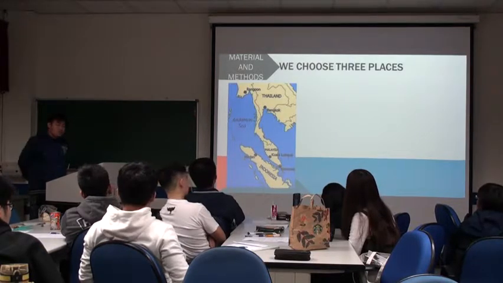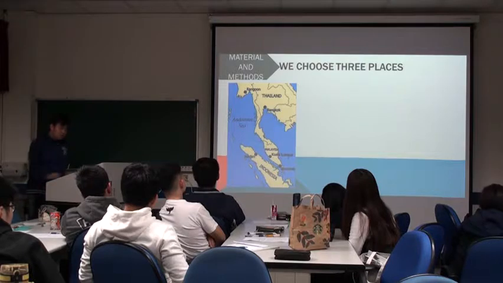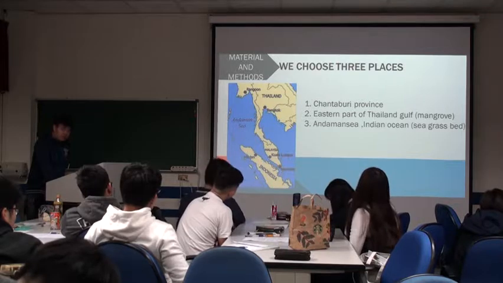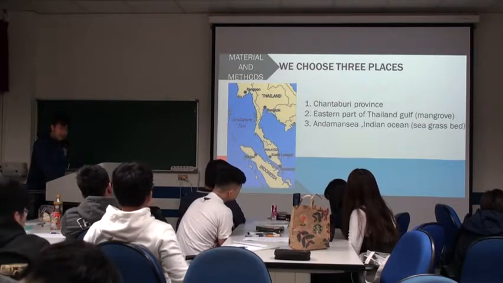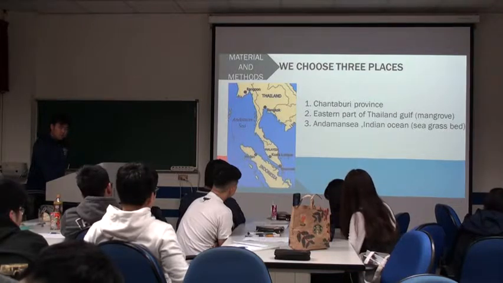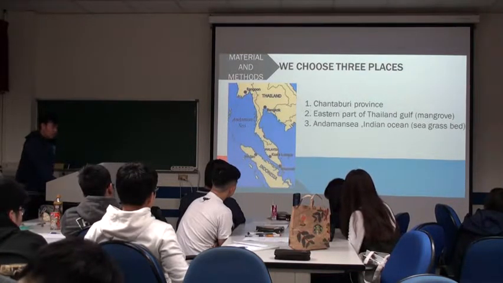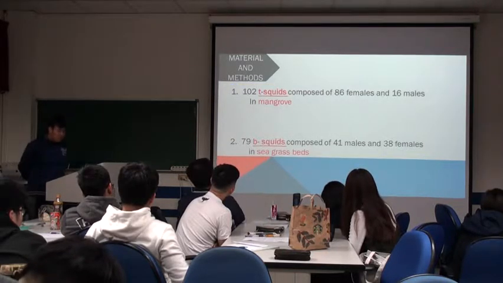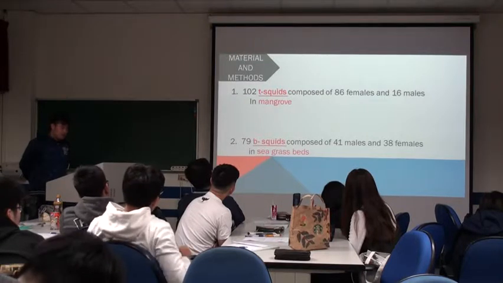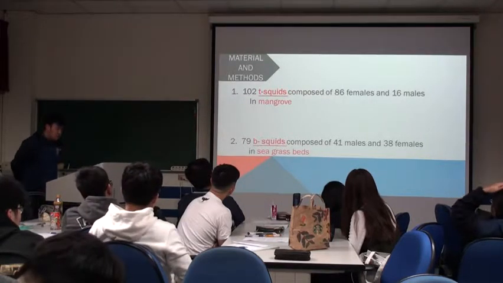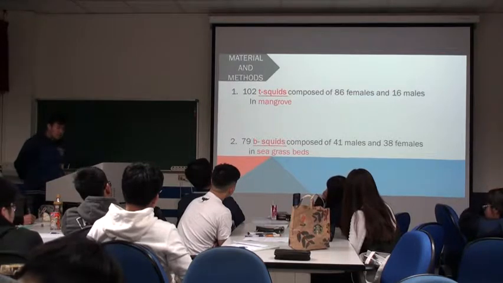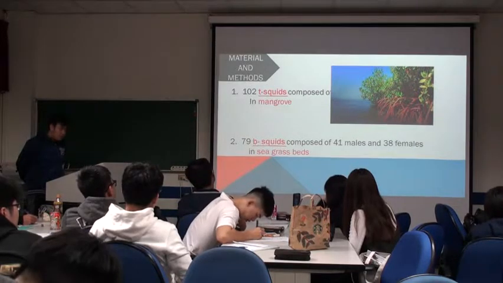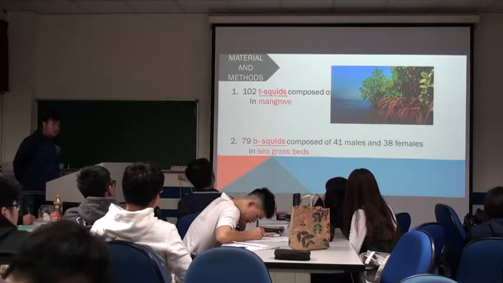In order to gain the material, we chose these 3 places: Chanthaburi province in the eastern part of the Gulf of Thailand, in its mangrove area, and the Andaman Sea, Indian Ocean, in its seagrass bed. We captured the squid with a scoop net. There were 102 T squid, composed of 86 females and 16 males, in the mangrove area, and 79 B squid, composed of 41 males and 38 females, in the seagrass bed.